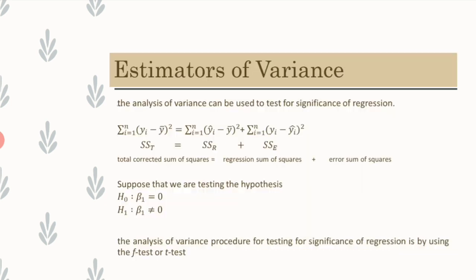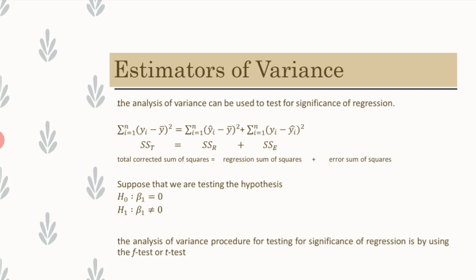Next, the estimators of variance. The analysis of variance can be used to test for significance of regression. You can see the formula in the slide. Total corrected sum of squares is equal to regression sum of squares plus error sum of squares. Suppose that we are testing the hypothesis.